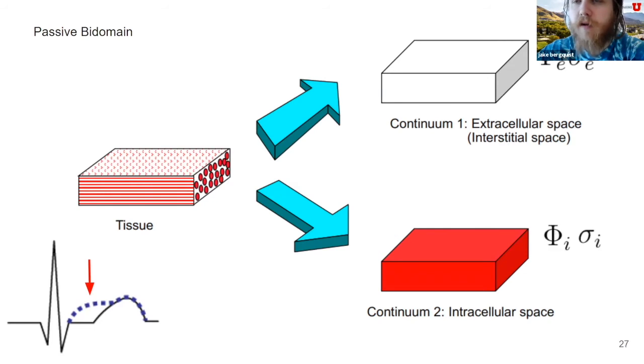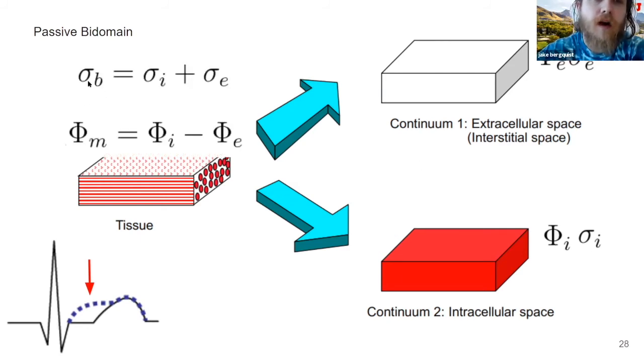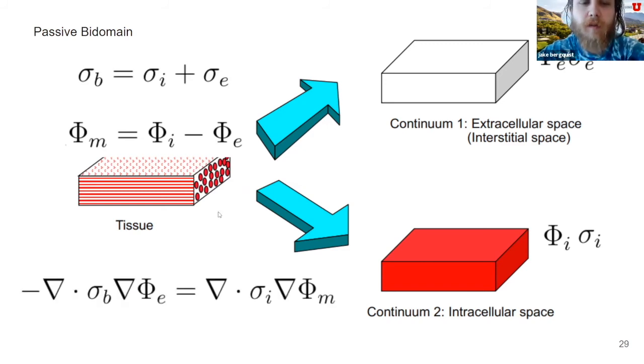We then define parameters of each of these spaces, being the extracellular potential, phi e, the extracellular conductivities, which is an anisotropic tensor, and then the same thing for intracellular potential and conductivity. We then define a couple more quantities, the bulk conductivity being the sum of the intra and extracellular conductivities, and then the transmembrane potential being the intracellular minus extracellular potentials. And then finally, we use the bidomain equations, specifically the parts that don't have to do with capacitance or changes in charge, to link these two domains together.